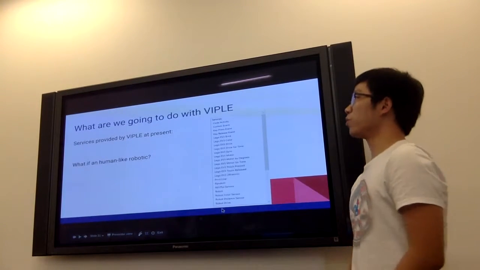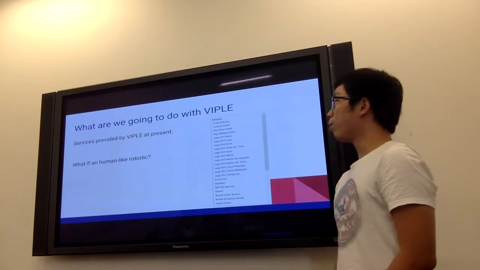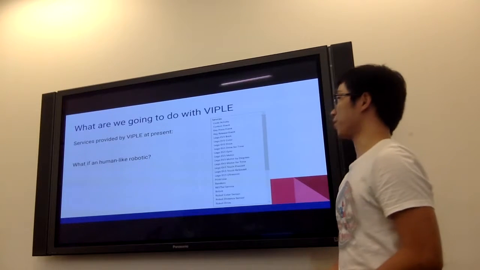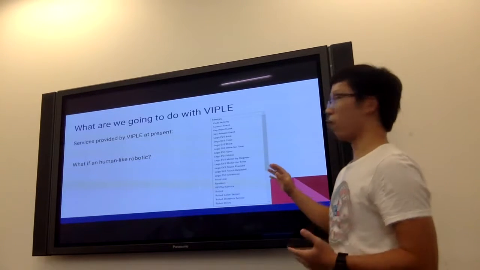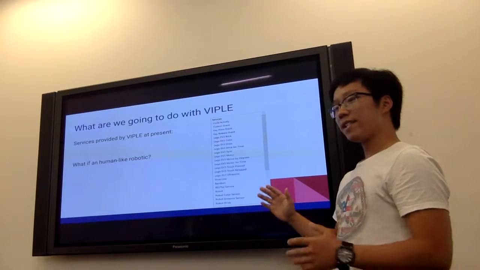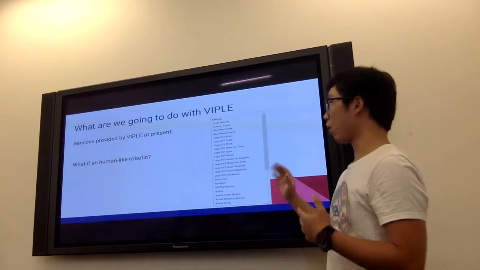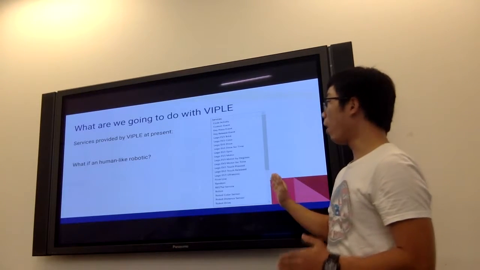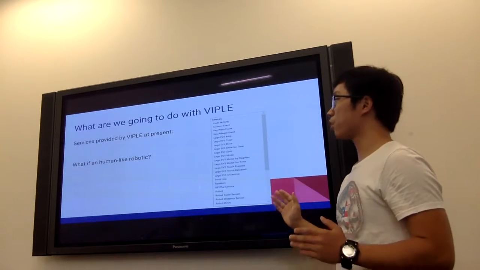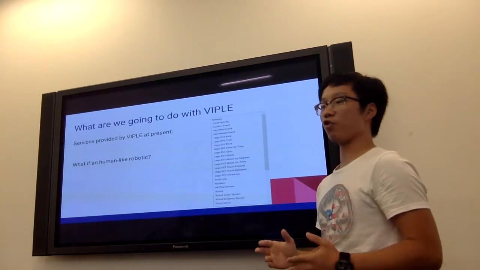So what are we going to do with VIPO? At present, VIPO provides limited functions. Like this, this is designed for a robot like a car. So if we design a human-like robot, we cannot use these functions. Therefore, we need to create more functions in VIPO to control human-like robots.